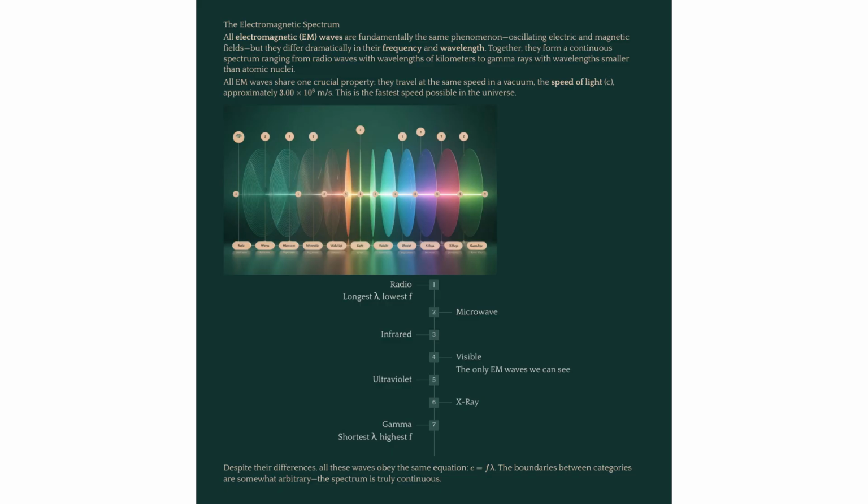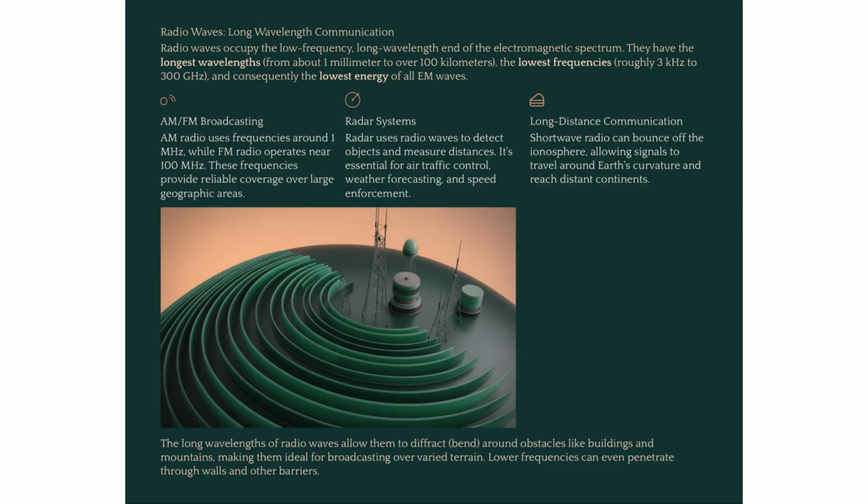Since all EM waves travel at the exact same constant speed, c, in a vacuum, their only difference is their frequency and, consequently, their wavelength. The spectrum simply maps out these differences. On one end of the spectrum are radio waves. These have the longest wavelengths and the lowest frequencies.